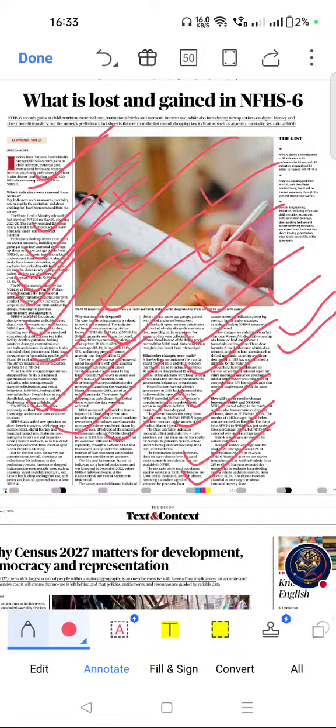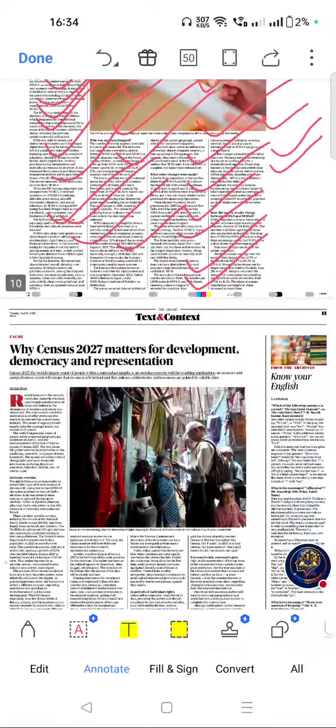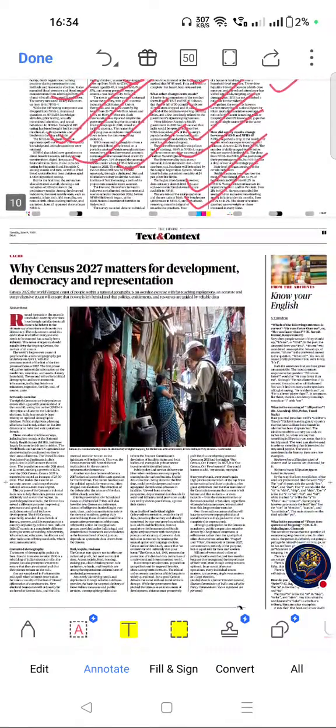Next, move on to the next important article from this page. This was the only important article from this page. Next, move on to the next page. This is page number 11.